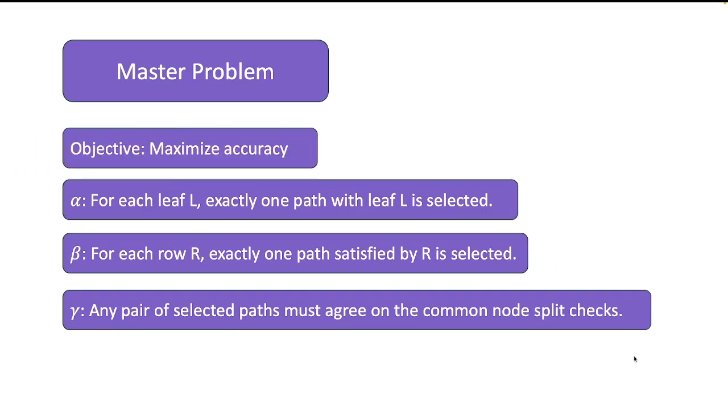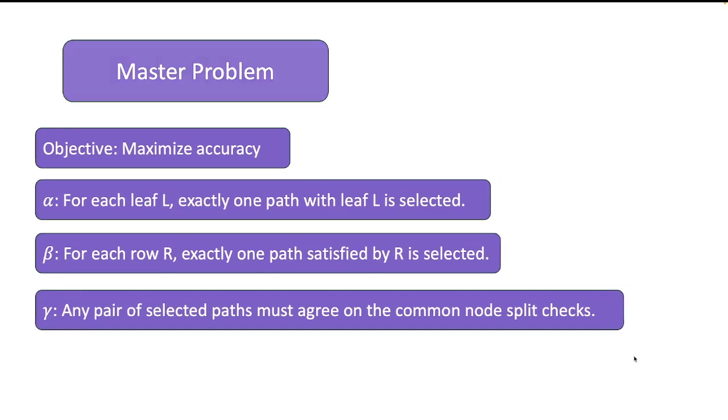The objective is simple: just maximize the training data accuracy. There are more complex objectives present in the literature that can also be used in this model, but Firat decided to consider a very simple objective, which is maximizing training accuracy, and so we are also going to use that same objective. Okay, so that was the master problem.